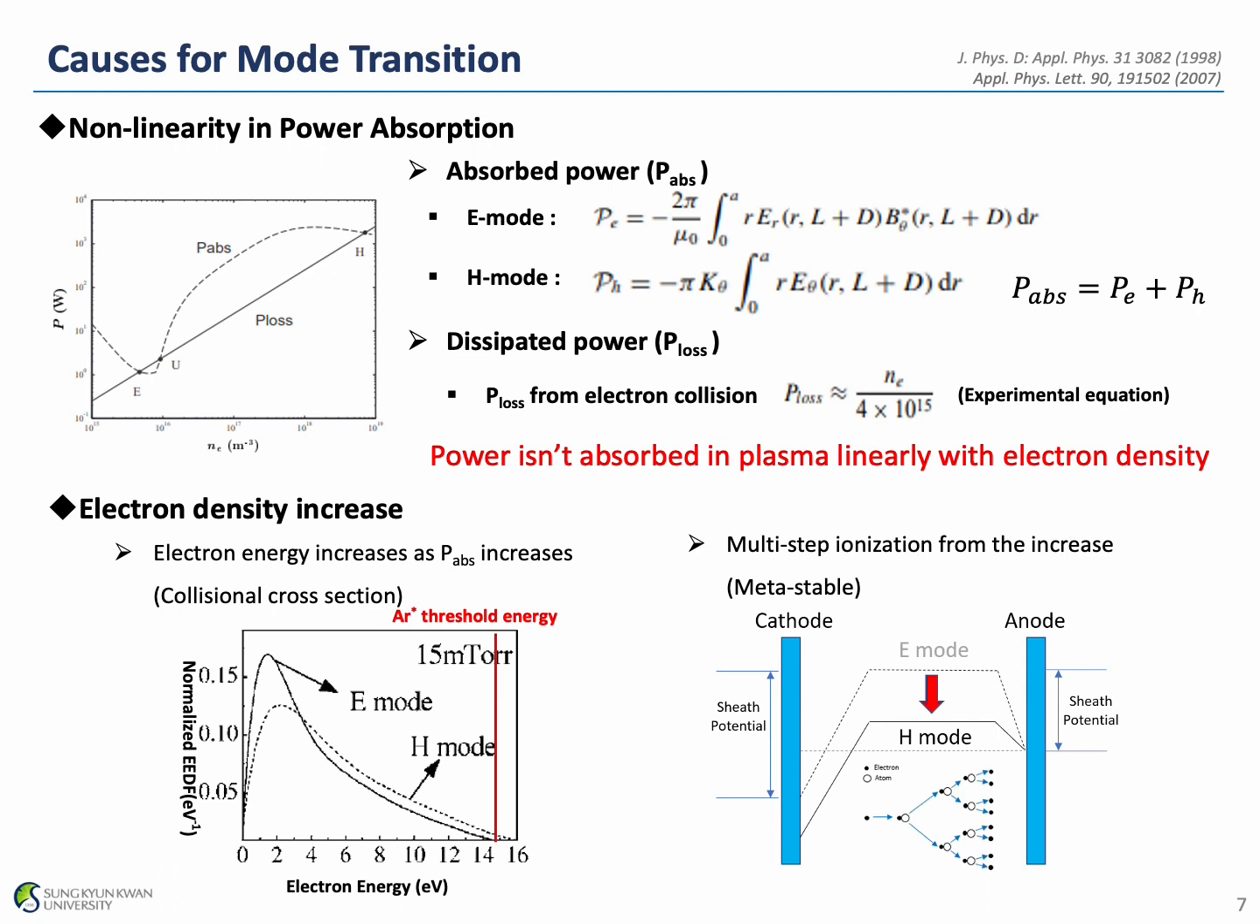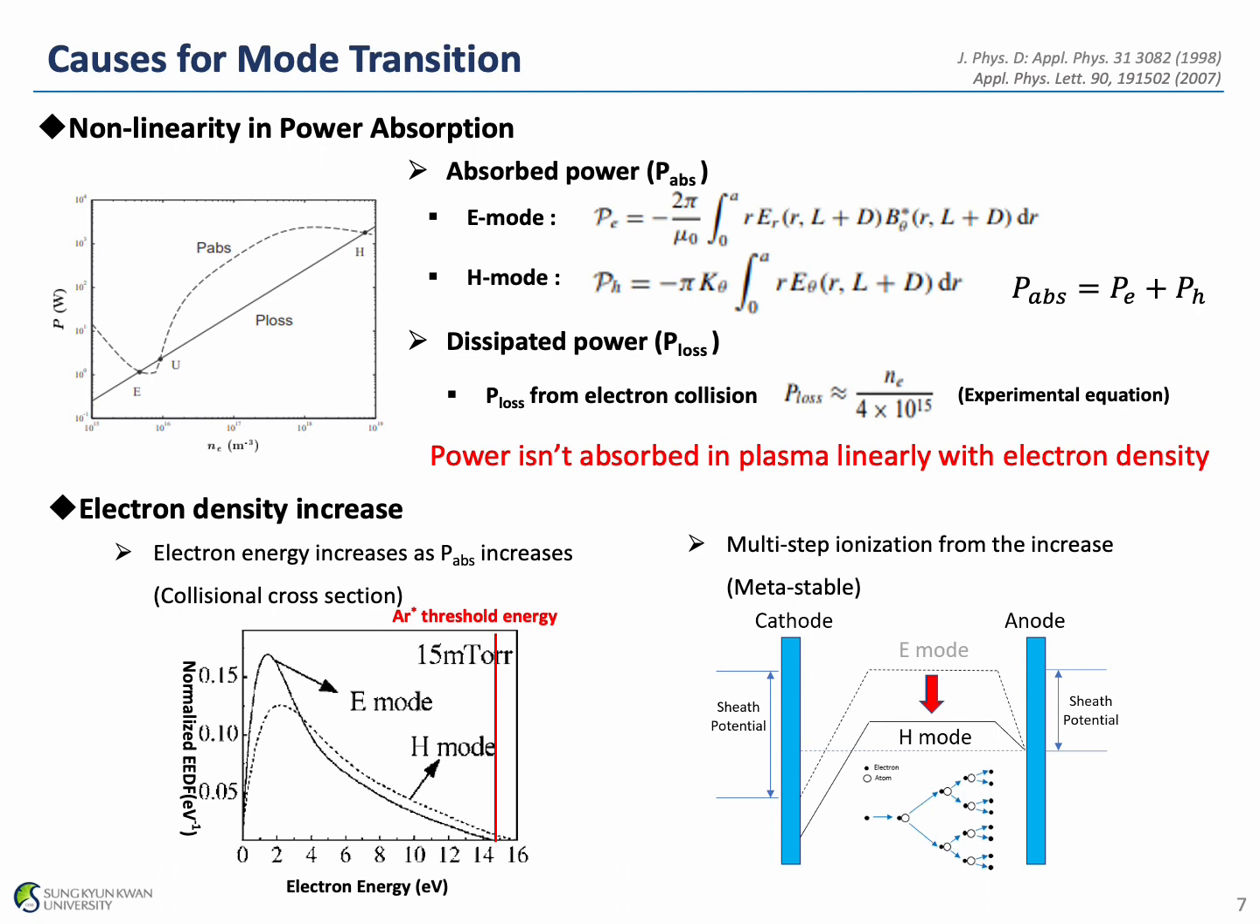The cause of the mode transition covered in the literature is non-linearity in power absorption. The power absorbed by the plasma isn't exactly the same as the power applied to the plasma. As shown in the left figure, the absorbed power in plasma increases non-linearly with electron density. The process condition is at the intersection with lost power, the point where the lost power and absorbed power are balanced. And this shows the discontinuous change in mode transition.